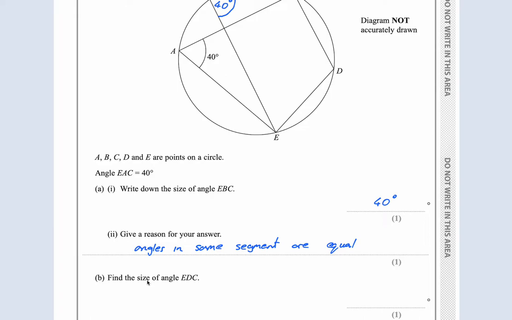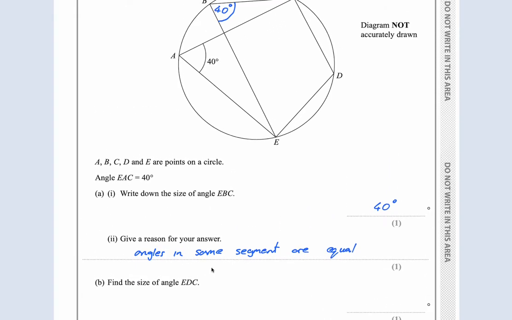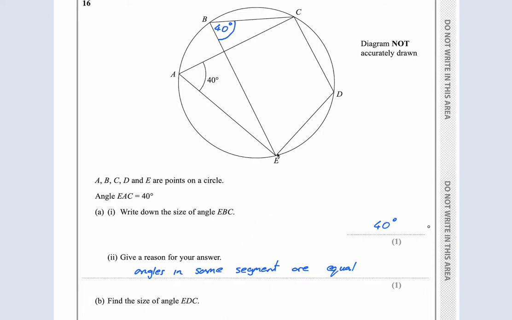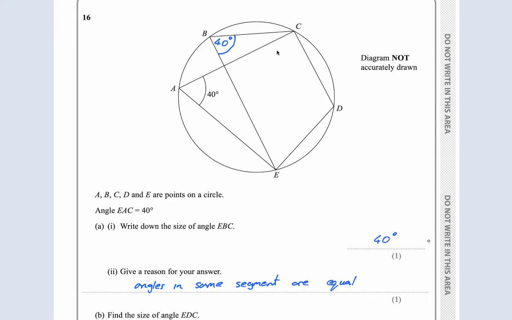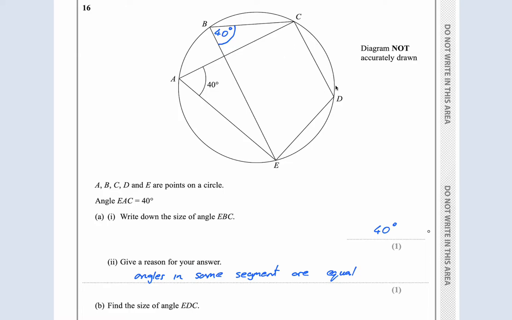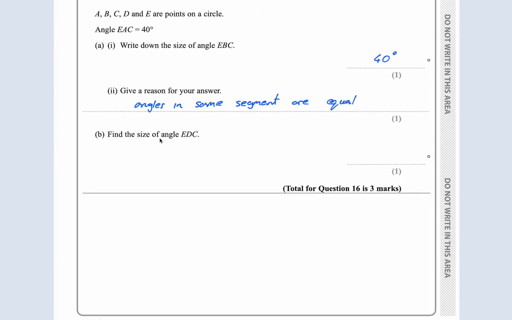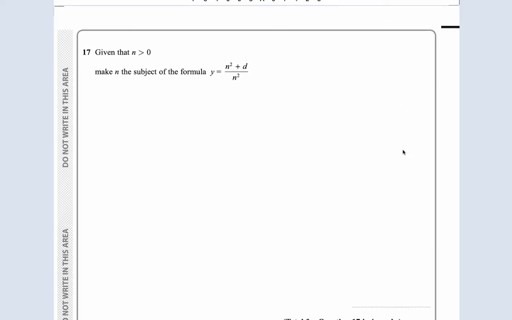Part B. Find the size of angle EDC. So guys, this question is actually quite nice because this angle EDC here has to add up to 180 with this angle here. So it's 140 because opposite angles in a cyclic quadrilateral add up to 180. Okay, and I don't even have to give a reason here. Good, that is 140.